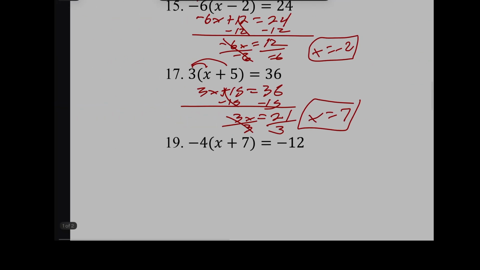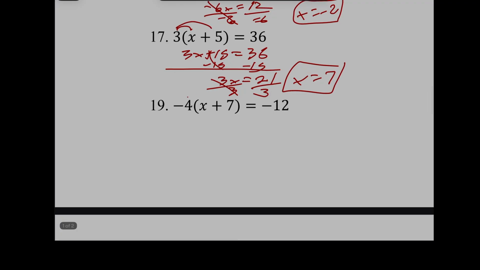All righty, let's go over here to 19. Negative 4 times x is just a negative 4x. But what is a negative 4 times positive 7? That is a negative 28. And that's going to equal my negative 12. Now, letters on one side, numbers on the other. Let's add that 28 to both sides. Once I do that, they go away.